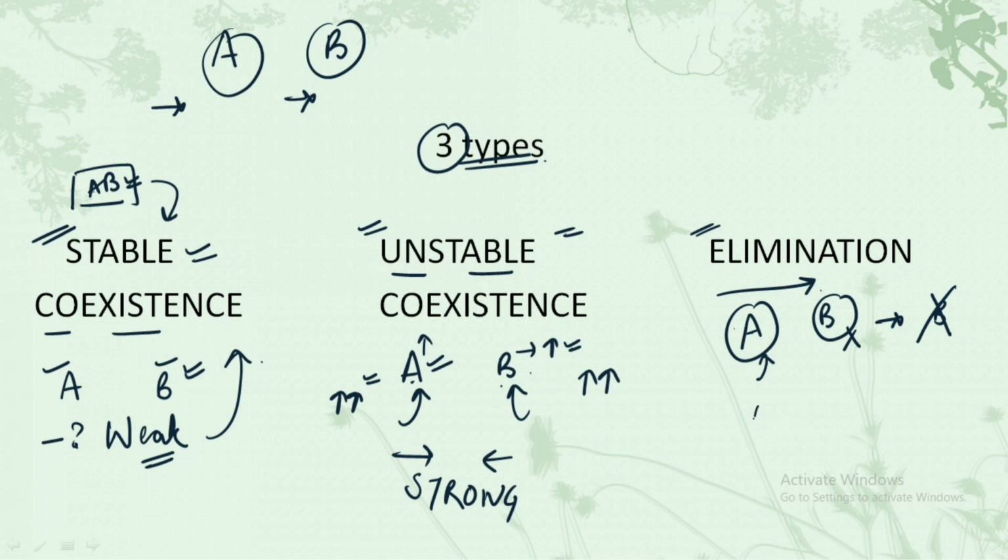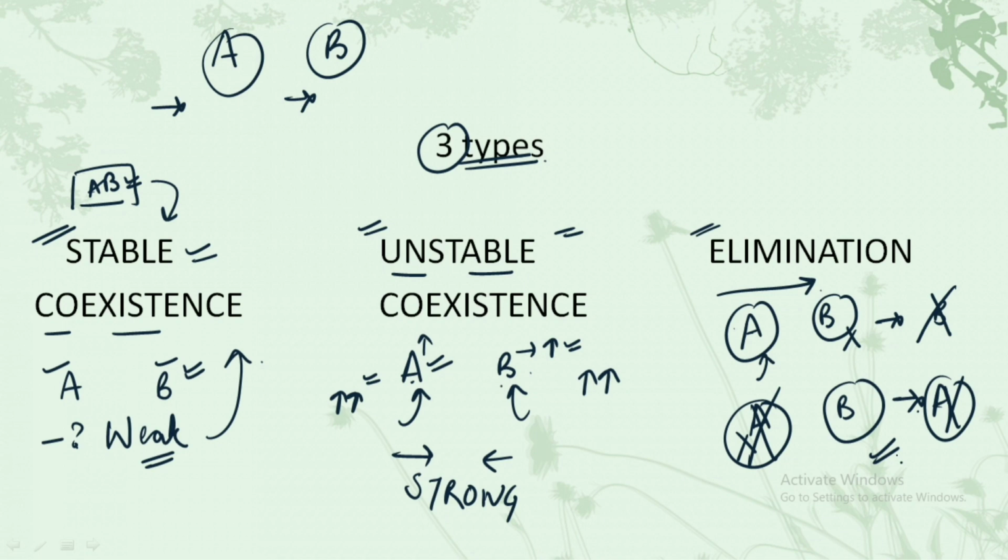In the other case, species B is very strong and species A is weak in nature. As a result, species A would get eliminated and species B would win. So depending upon whether species A or species B is strong in nature, it would decide the elimination of that particular species itself.